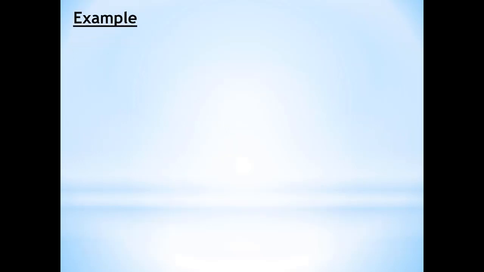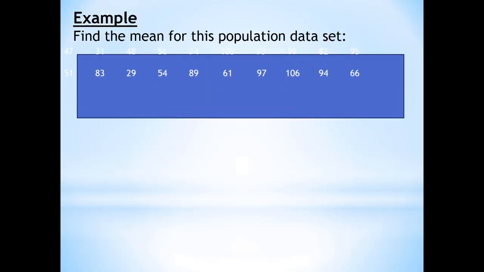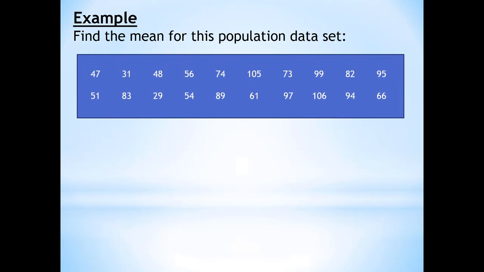So let's look at an example. Find the mean for this population data set. So we have 20 data values: 47, 31, 48, 56, 74, 105, 73, 99, 82, and 95, 51, 83, 29, 54, 89, 61, 97 and 106, 94 and 66. So those are our 20 data values that we're looking at.